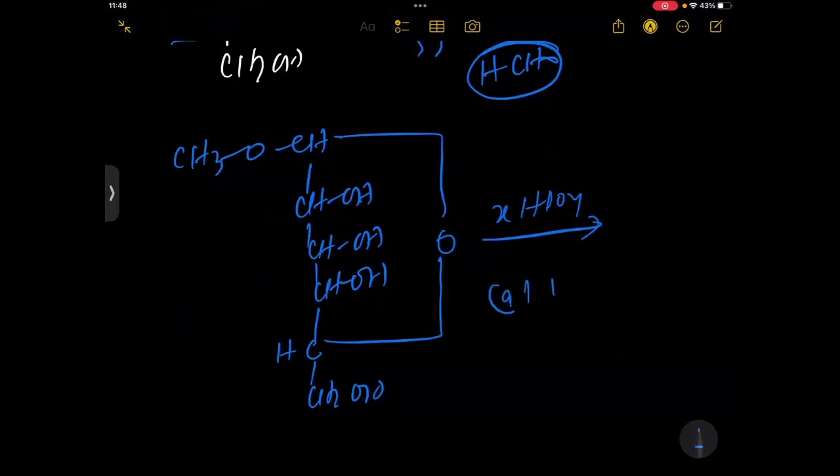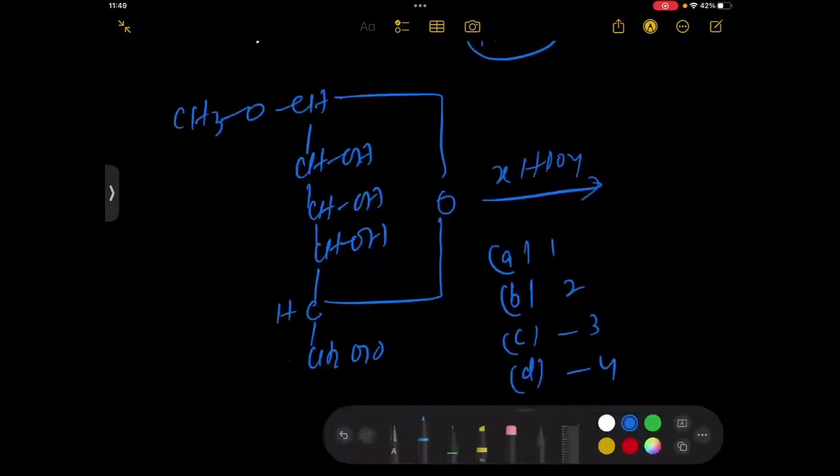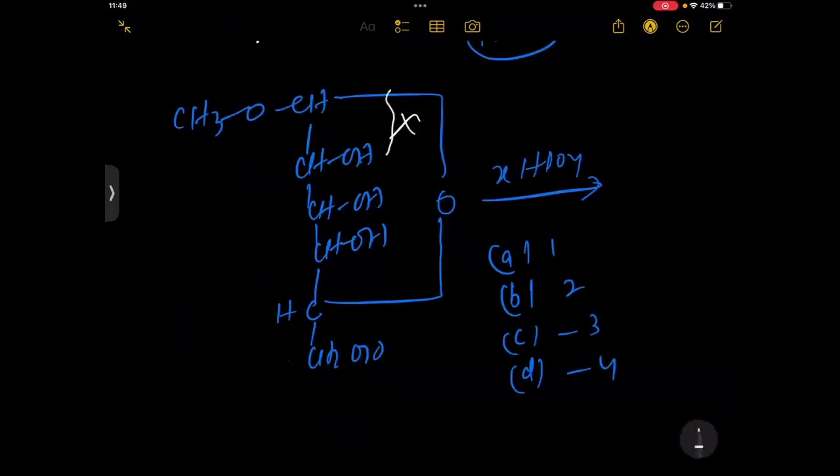Option A, 1; B, 2; C, 3; D, 4. How many moles of HIO4 will you take for this reaction? See, students, one thing should be clear. No oxidation will take place here, and also here, because no consecutive OH group is there. So only HIO4 will work here, and only at this position. It means 2 moles of HIO4 will be required for oxidation of these compounds.